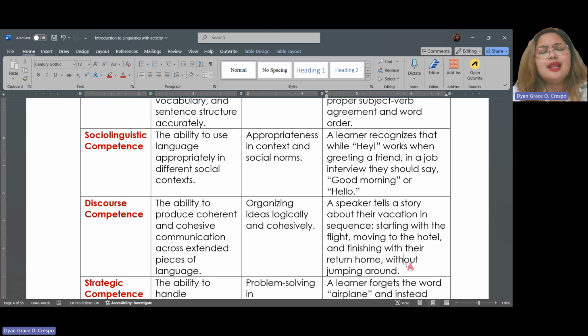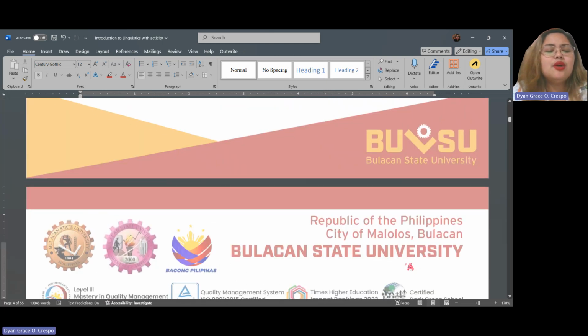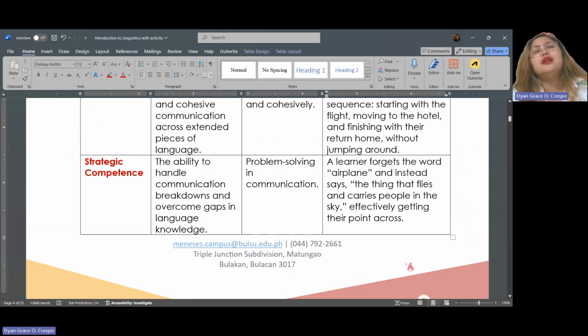All right. And the last one is strategic competence. This one is very hard, and it means that you're in advanced level. It is the ability to handle communication breakdowns and overcome gaps in language knowledge, problem solving and communication. So, an example is a learner forgets the word airplane and instead says the thing that flies and carries people in the sky. So, this is, my dear students, what I'm telling all of my students.